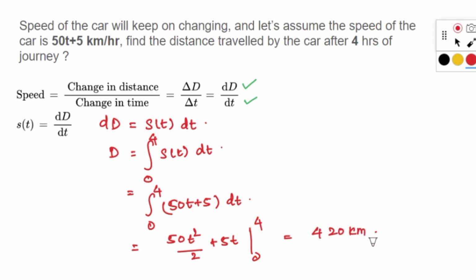So what integration is actually doing here is taking care of each and every second's changes and accumulating all the distance covered for the corresponding speed. So this is the power of calculus. Hope you understand, especially the power of integration.